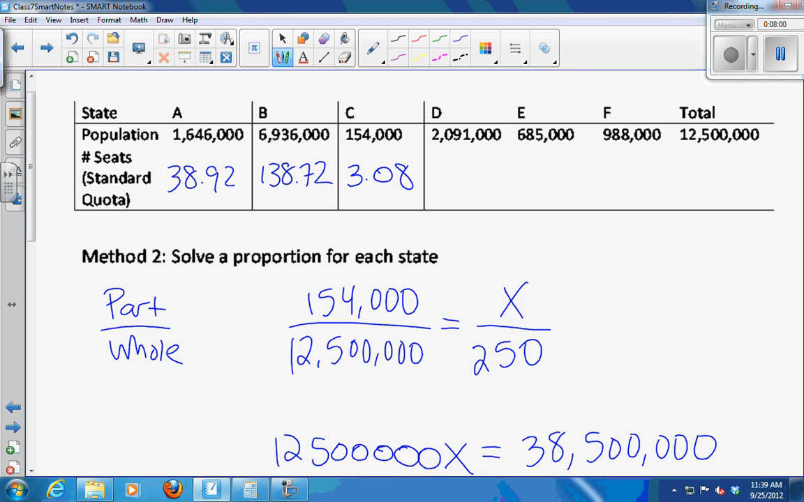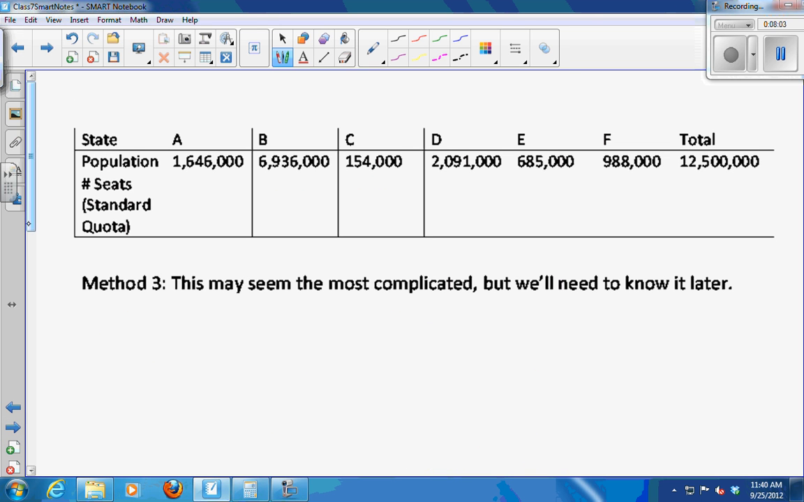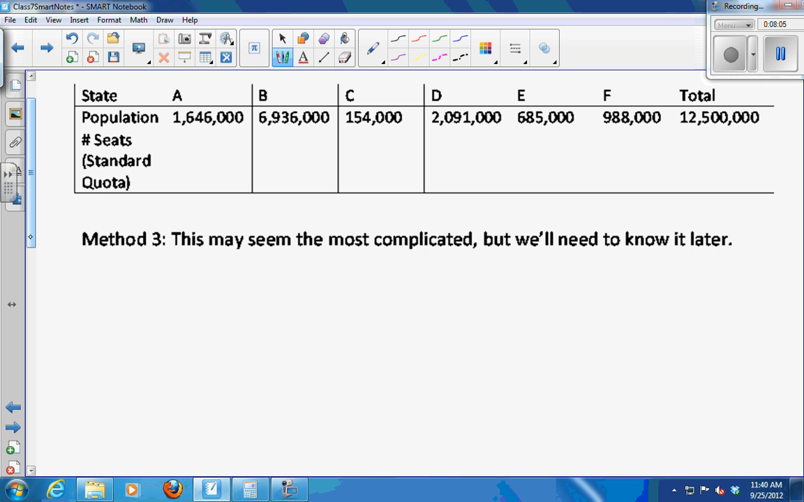So, good question. Method 3 may seem like the most complicated when I show it to you, but we're going to need to know it later. And it may not. It may seem totally normal to you. It totally depends on how you think about math.